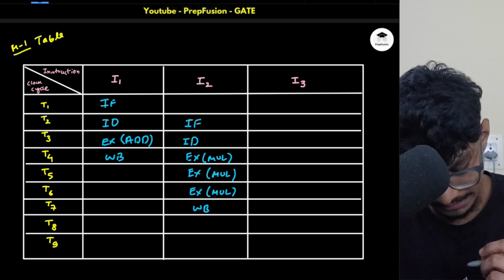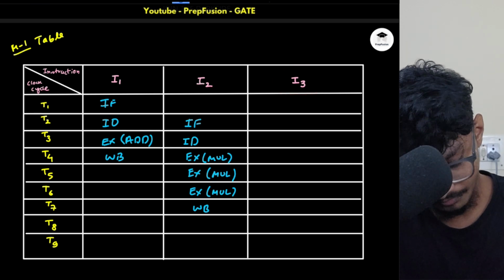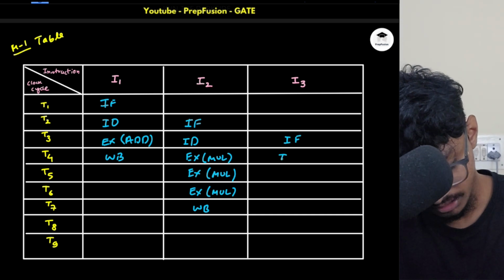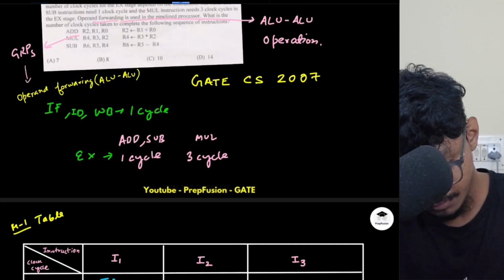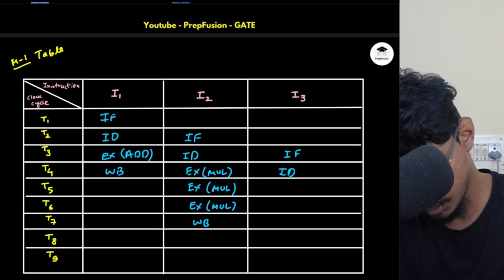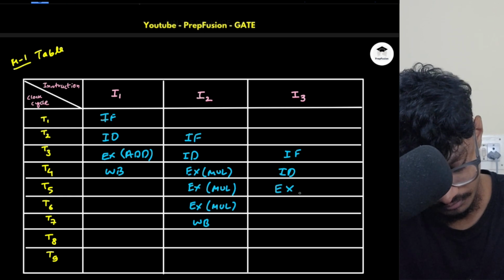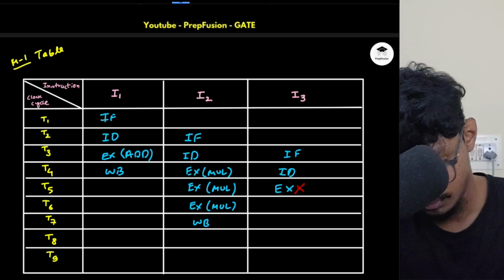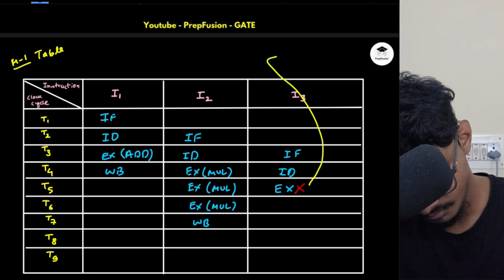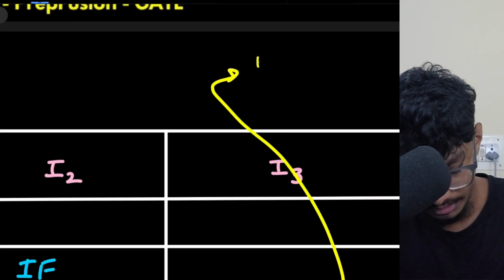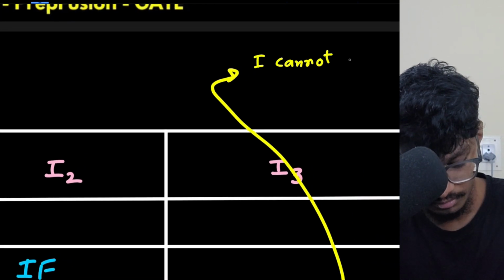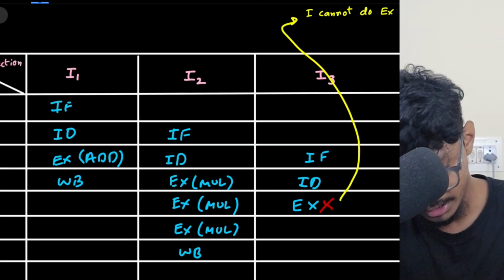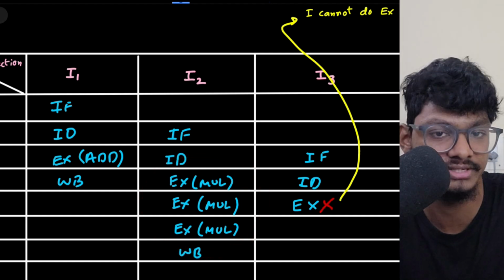Then for instruction 3, I again fetch the instruction. That is fine. I fetch the instruction in cycle 3. Then I decode the instruction, ID. Then I get to know it is a subtraction type instruction. And if you do the execution here because it is a subtraction type instruction, you will be totally wrong. Why? There is a hazard here. I cannot do execution, because for execution I need the ALU. To perform subtraction I need the ALU, and it is already being occupied by the previous instruction.